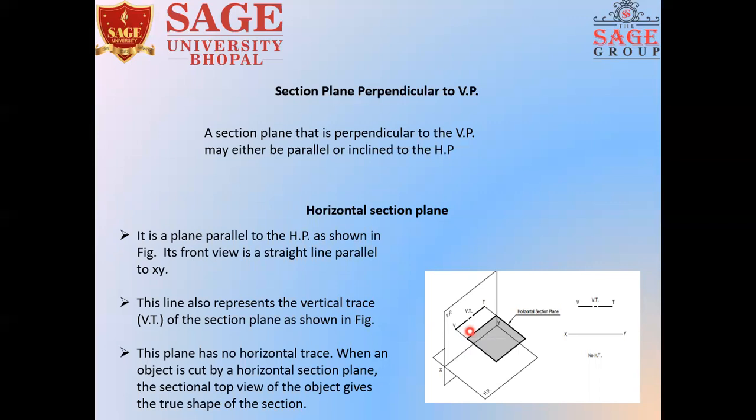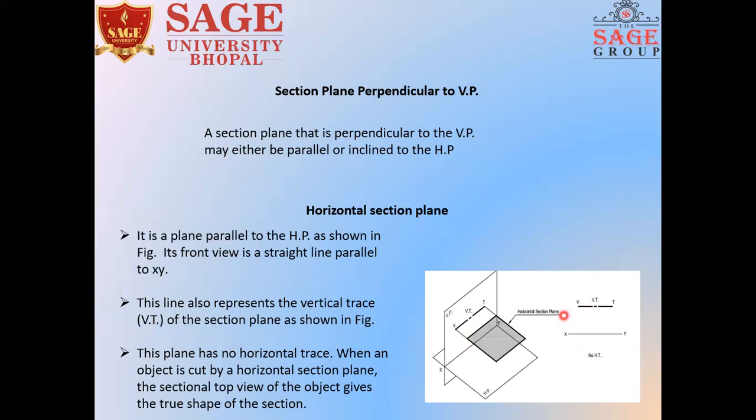It will always cut the front view, and the position of the cutter will also be parallel to XY. So in this case, when you use a horizontal section plane, it is a plane parallel to the HP as shown in the figure, and its front view is a straight line parallel to XY. Clear? And this line also represents the vertical trace, VT, of the section plane.